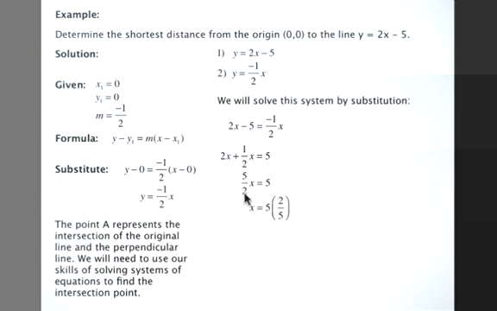So to get rid of the 5/2 in front of the x, we'll multiply both sides by 2 over 5. So x equals 5 times 2 over 5. So x equals 2, since the 5's cancel out.